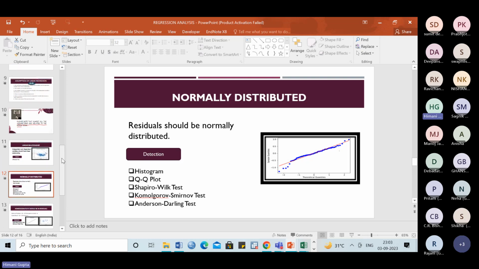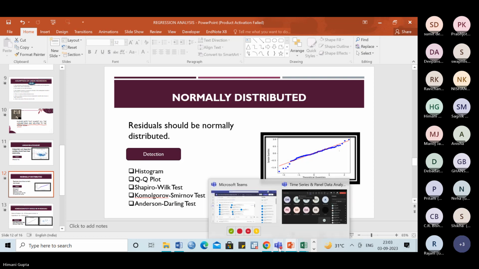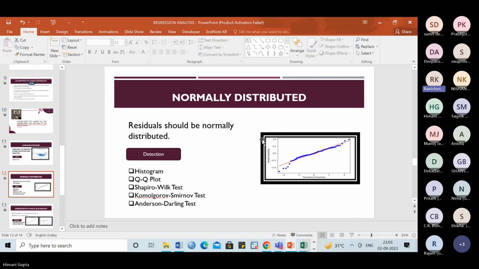Any doubt in this? Madam, explain R square, madam. R square, sir, I'll explain each and everything, how we are going to calculate it with the help of R, with the help of Stata, with the help of Excel. So don't worry about that. Okay, ma'am.